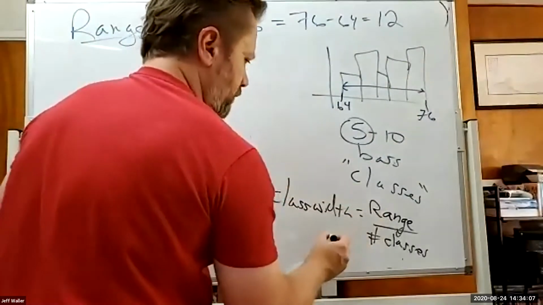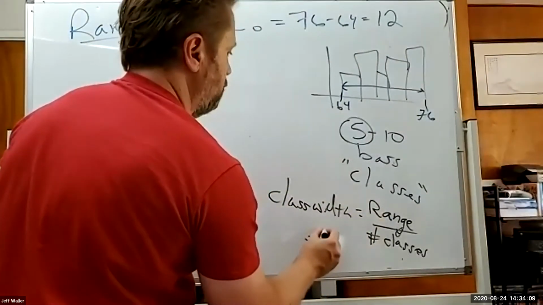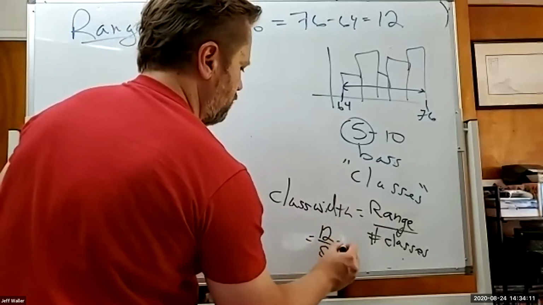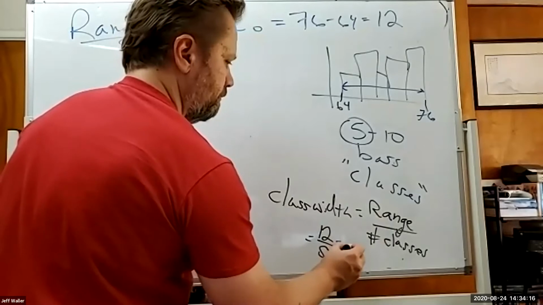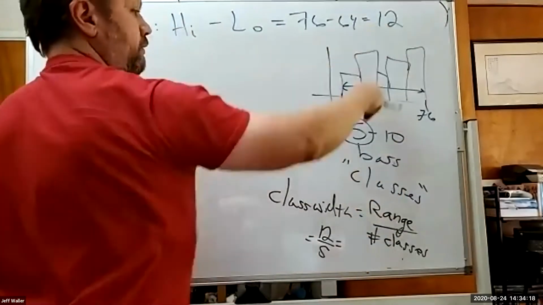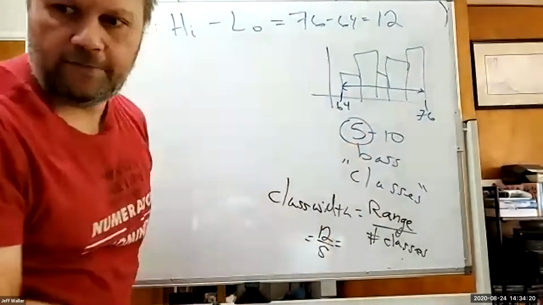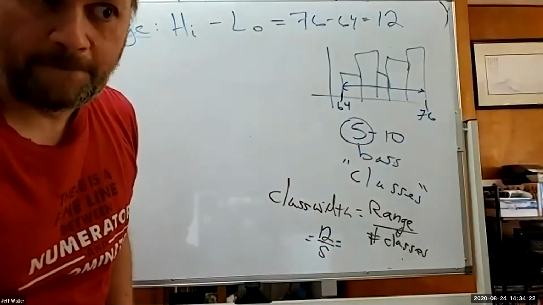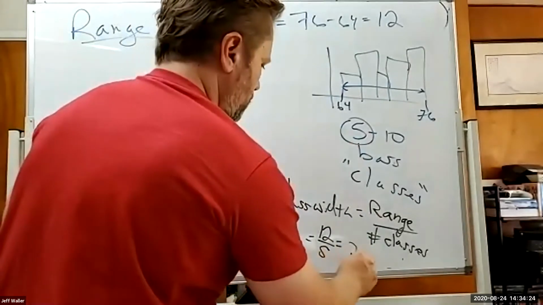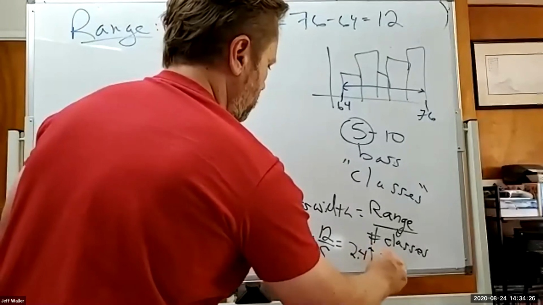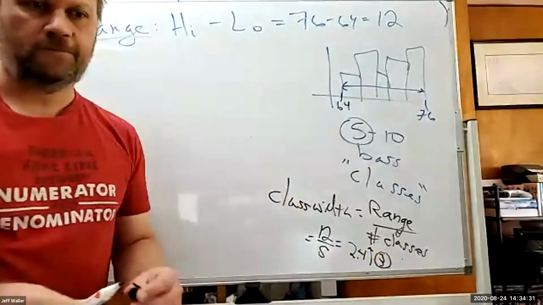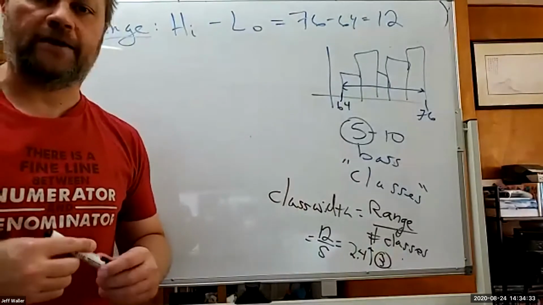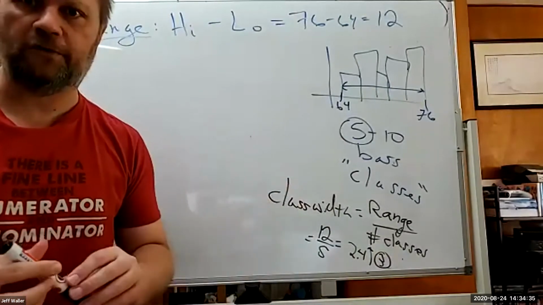What did we get for the width, by the way? I didn't catch up to you guys. The range was 12. Divided by 5 is what? The range is 12, divided by 5 classes gives you 2.4. And you can always round it up, so we don't have to use a decimal class size. Round up 2.4 to 3.